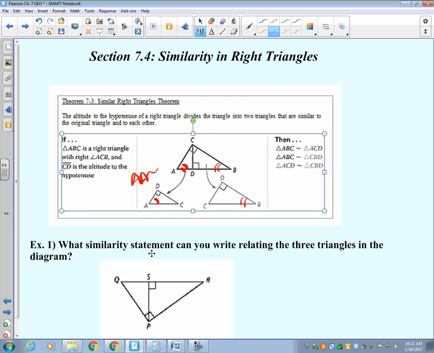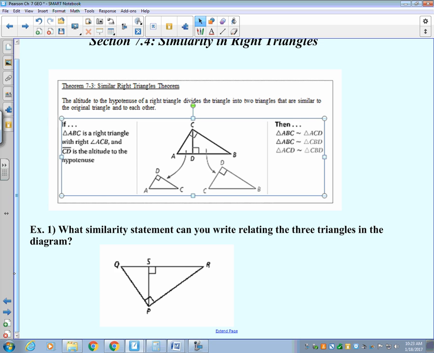So we can say that this little triangle is similar to the big one, and this little triangle is similar to his big one, and then the two little triangles are similar to each other because they share that 90-degree angle and angle C. So these three triangles are all similar to each other, which is why we write down these similarity statements. Triangle ABC similar to triangle ACD. Triangle ABC is also similar to CBD, and ACD is similar to CBD. That's because of that special right triangle, it's all related.